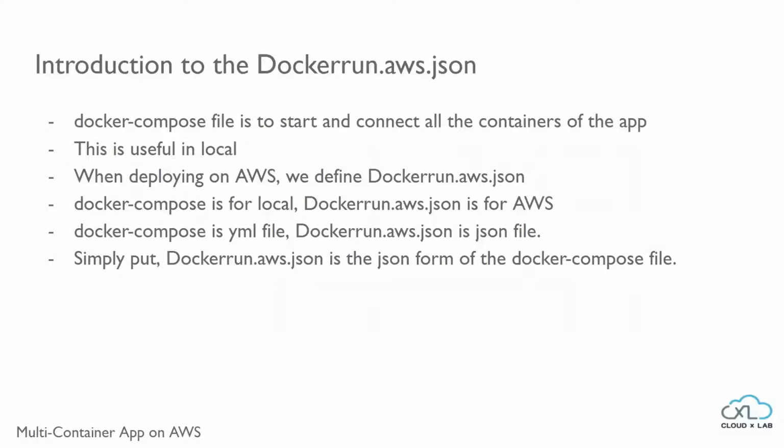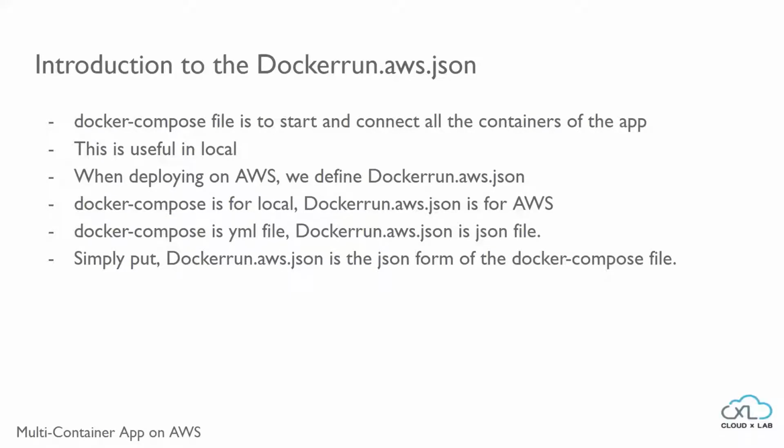We understand that Docker Compose is necessary to run a multi-container app on the local machine. But when we want to deploy the same on AWS Elastic Beanstalk, we need to define Dockerrun.aws.json. So Docker Compose is for local, whereas Dockerrun.aws.json is for AWS. Docker Compose is a YAML file, whereas Dockerrun.aws.json is a JSON file.